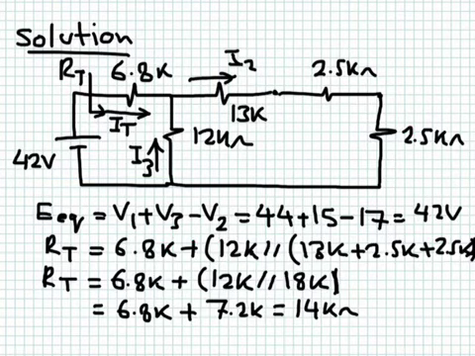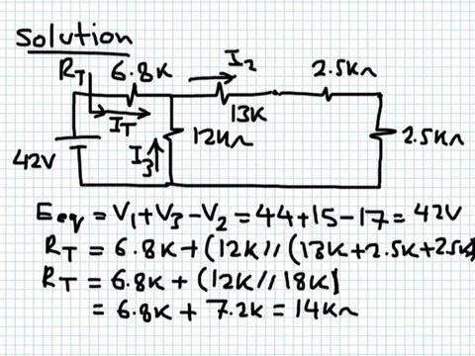Now, from this circuit, we can see the resistance seen by the source. Of course, you can do it in the way we learned in class, but I can immediately see the result. These three are in series, so this will give me 18K. This 18K is in parallel with 12K. And this whole net resistance is in series with 6.8K, because any current will flow this way, and then it will split through these two branches.